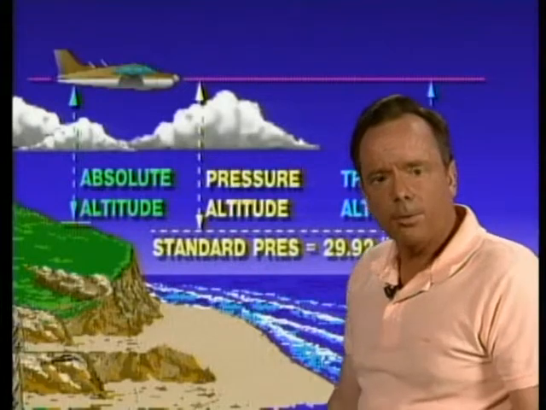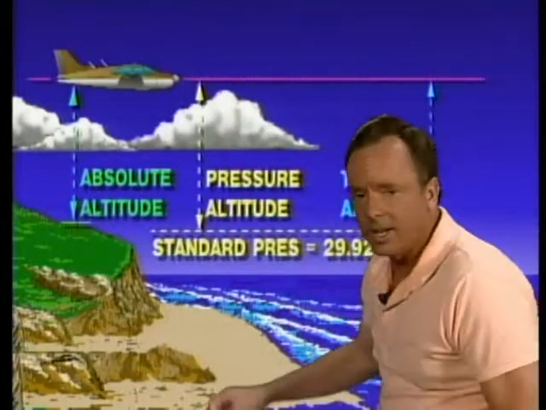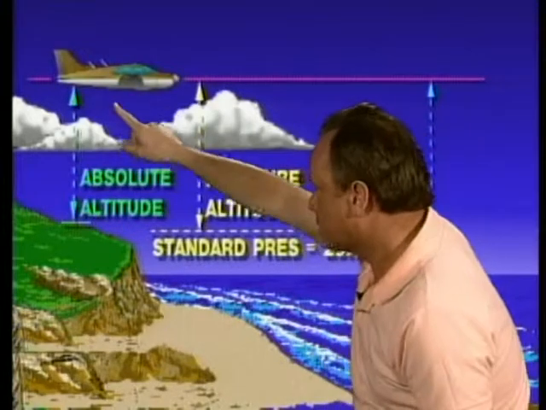Why do you care about pressure altitude? Well, because you'll normally use it in the performance charts when you're calculating the performance of the aircraft. You use it as a starting spot in the performance calculations of the aircraft, and that's pressure altitude. So those are the altitudes real quickly.